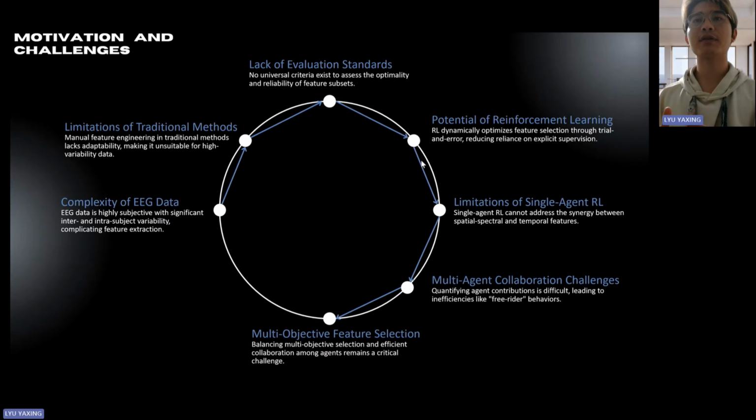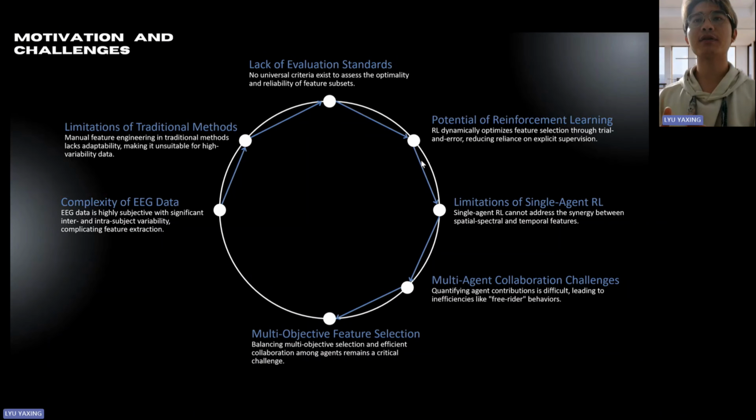Second, feature selection. Two agents collaboratively optimize features in different domains. The spectral agent focuses on selecting features in the spatial domain. The temporal agent optimizes features in the temporal domain. The reinforcement learning framework models the feature selection problem as a decentralized partially observable Markov decision process, enabling collaboration between agents.